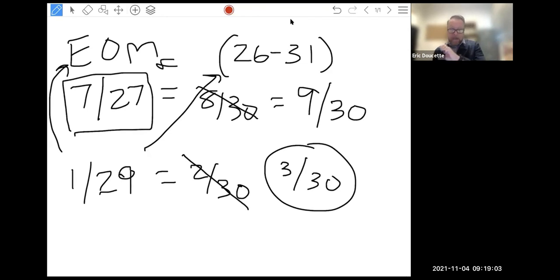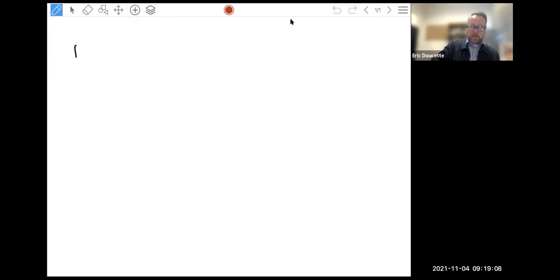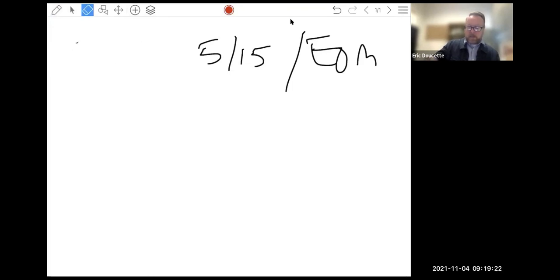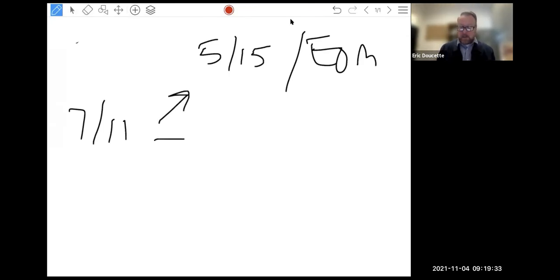So if it says EOM on there, it'll typically look something like this. It'll say end of month, and it'll say 5/15 EOM. That's kind of how it'll go. And then what that will mean is that your discount period is 15 days after the invoice date. So if the invoice date was 7/11, then you're going to have 15 days to get your 5%. So your discount period is going to be 11 days.